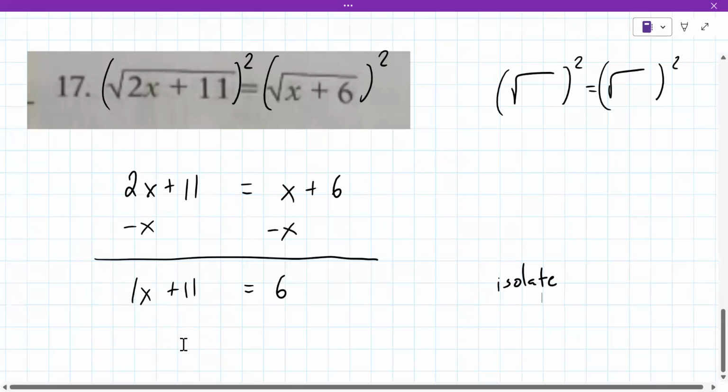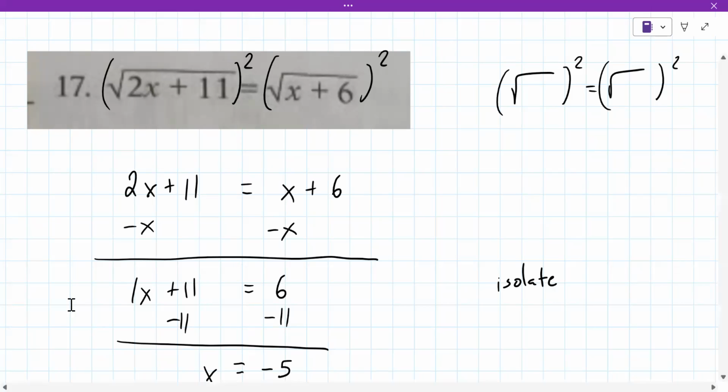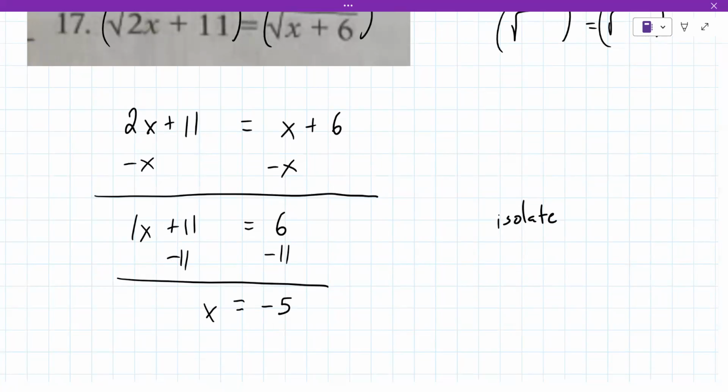So what's on this side that needs to be removed? 11. So how do you undo plus 11? Subtract by 11. Yes, subtract 11 from both sides. X equals, that'd be -5. Yes. Okay. That was 17. Any questions on that? No. Great.